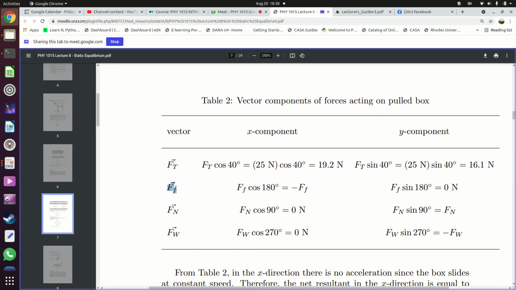When it comes to the friction force, it makes an angle of 180 degrees with the positive x-axis. So for the x component you're going to have the friction force multiplied by cos 180 degrees, and you end up with minus Ff. For the y component, the friction force multiplied by sine 180 degrees, and you end up with 0 newtons. The normal force will be pointing up, so for the x component you have the normal force multiplied by cos 90 degrees, which gives you 0. For the y component, the normal force multiplied by sine 90 degrees, and you end up with Fn. For the weight of this box, the x component is the weight multiplied by cos 270 degrees, which gives 0. For the y component, the weight multiplied by sine 270 degrees, and you end up with minus Fw.